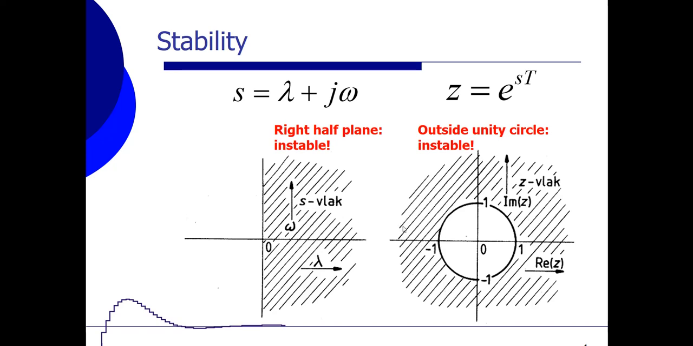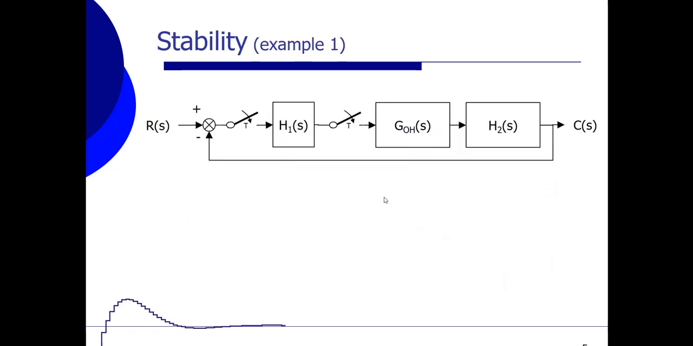Which means that in a sampled system in the Z domain, when one or more poles are outside the unity circle, we have an unstable system. So we have a requirement on the poles of our system. All of them have to be inside the unity circle to have a stable system. That is our requirement according to these two definitions, I should say.